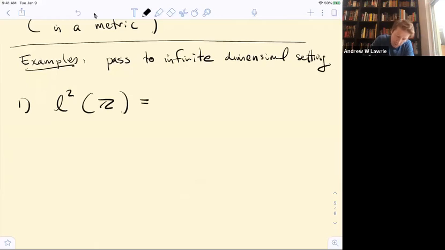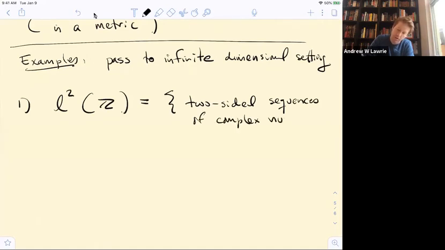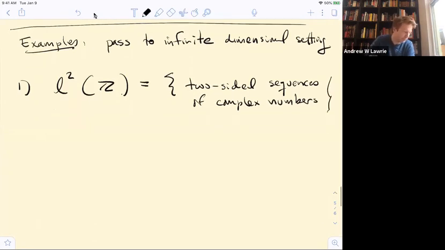This is the set of all two-sided sequences of complex numbers. So it's a set of all sequences. And I'm going to tell you what the inner product is. Such that, set of all two-sided sequences, I should specify.